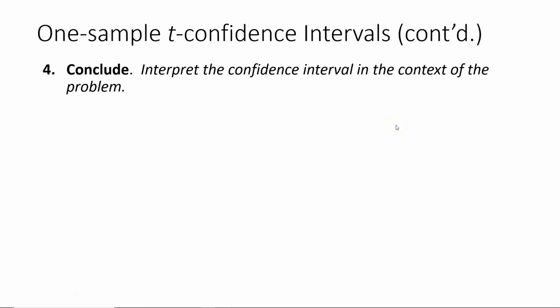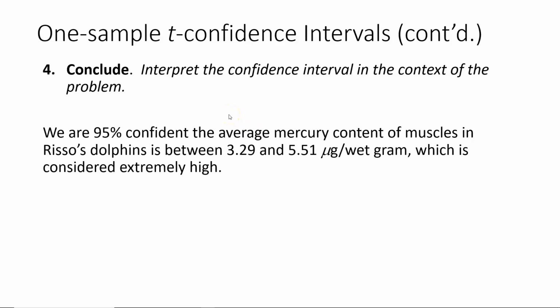So let's move on to the fourth and final step of our 4-step process, namely the conclude step. We're going to interpret the confidence interval in the context of the problem. So we would say we are 95% confident the average mercury content of mussels in Risso's dolphins is between 3.29 and 5.51 micrograms per wet gram of mussel, which is considered extremely high. And that concludes this presentation.